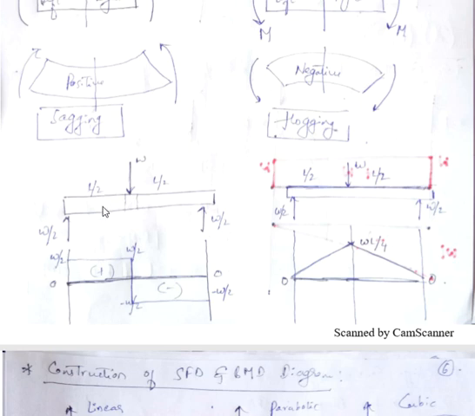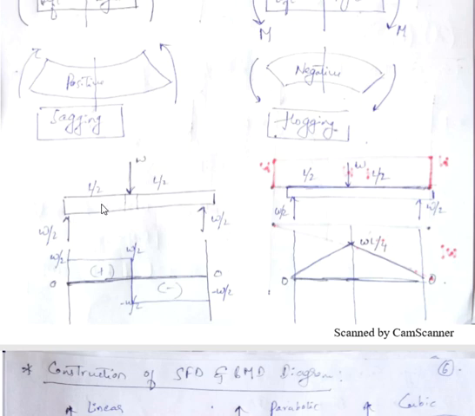If I consider right side, then there are two forces. One is W by 2 in upward direction and other is W in downward direction. If I add both the forces, then I'll get the shear force at this cross section. I can go from right side also, or I can start from left side also. If I start from left side, there is only one force, that is W by 2. So this W by 2 will be equal to whatever force I am getting after adding these two forces.